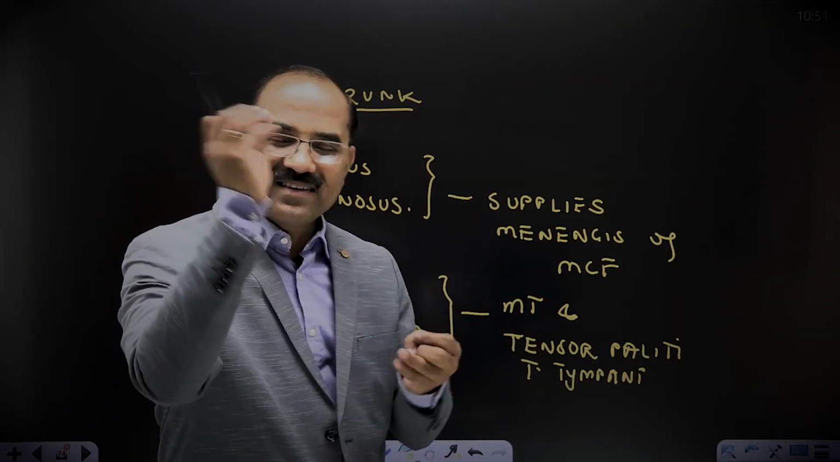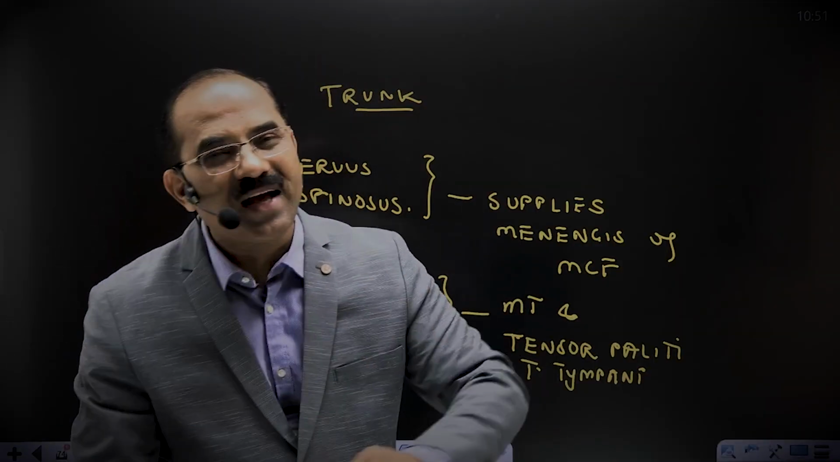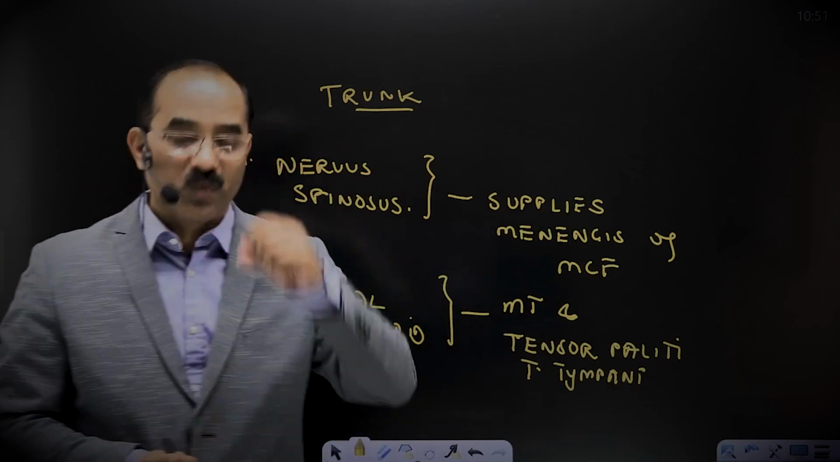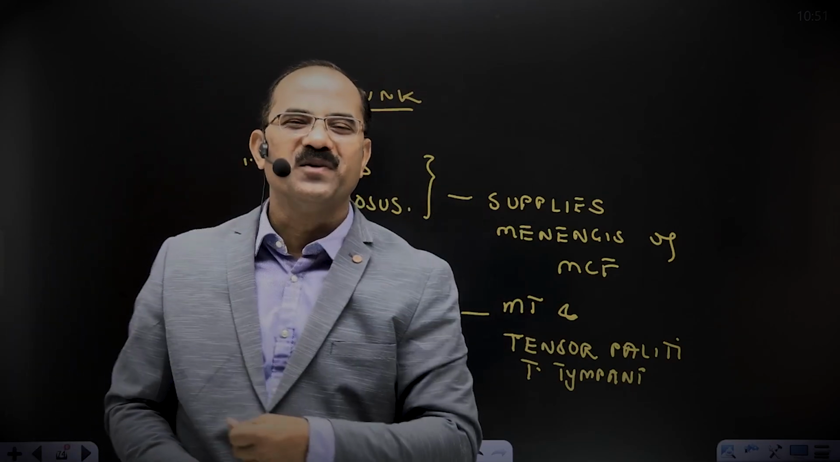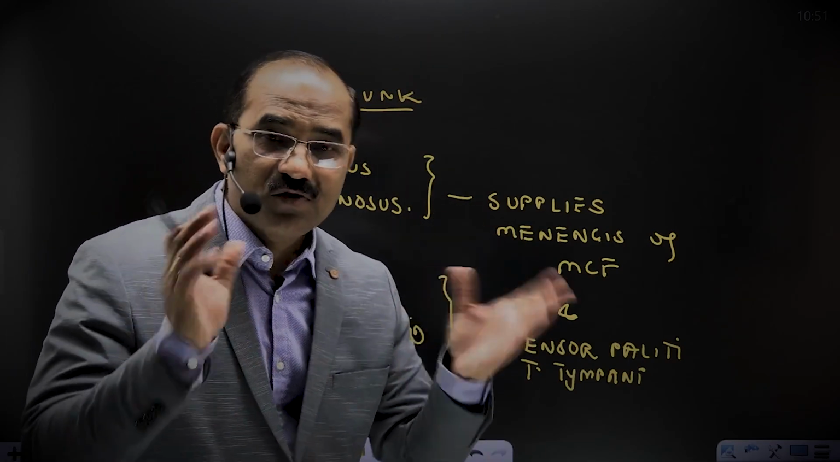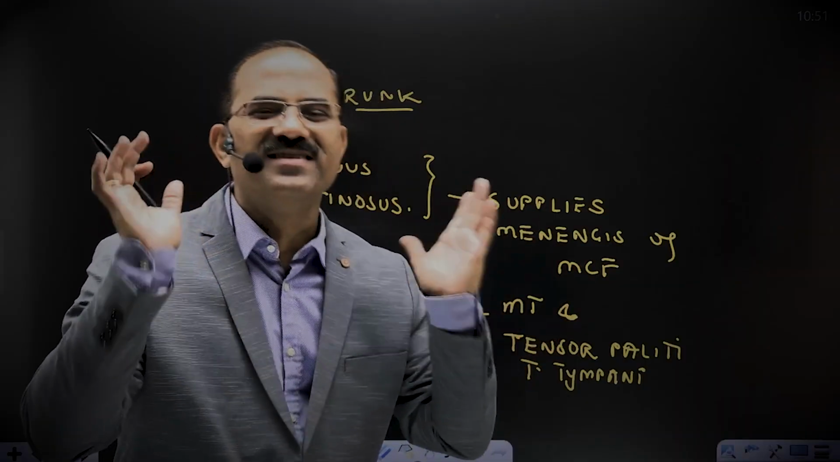Very good. The tensor palatii, the tensor tympani. Yes, this also belongs to the first arch. Why? Because it is supplied by the mandibular nerve. Perfect. Just try to correlate like this. It would be very easy then.